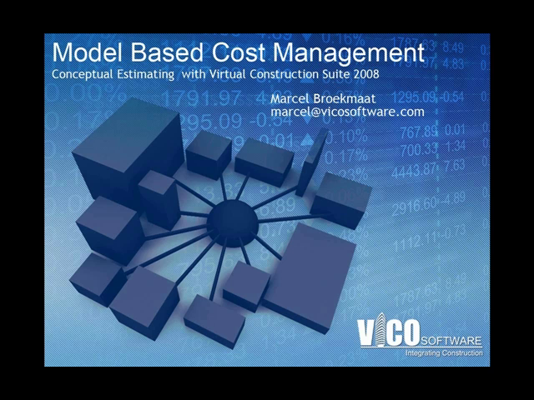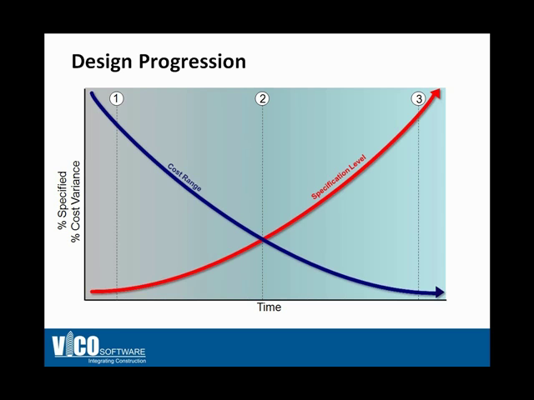I'd like to start by showing this diagram. Many of the participants in this webinar will have seen this diagram, but maybe in a different form. You may recognize the curves, which often show with the blue line the ability to make changes in the design. The ability to make changes decreases over time, and the red line is the cost impact that possible changes may have. So in the later phases of the project, the cost impact is higher.